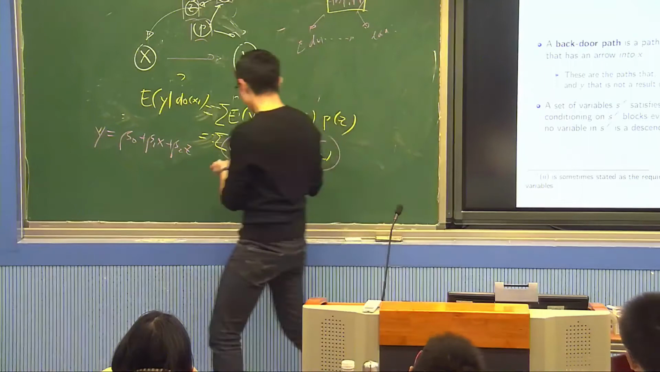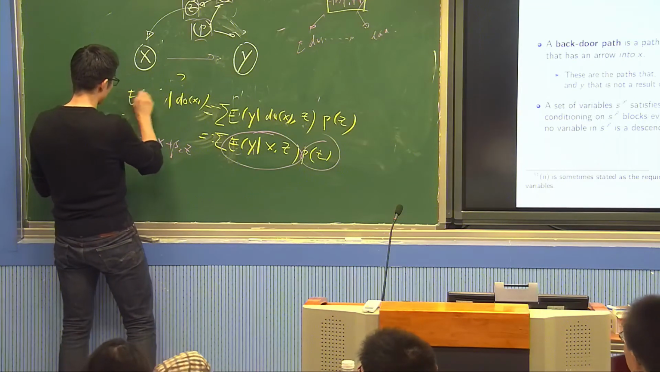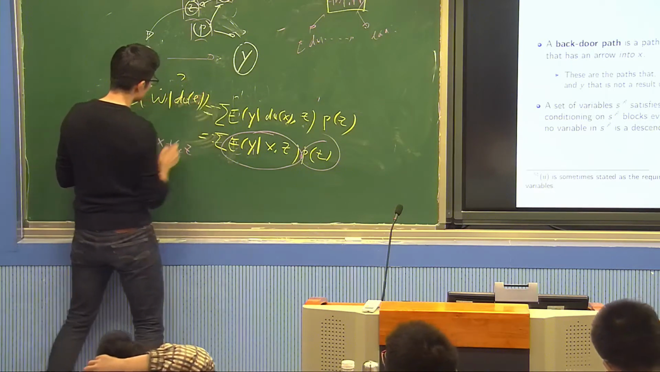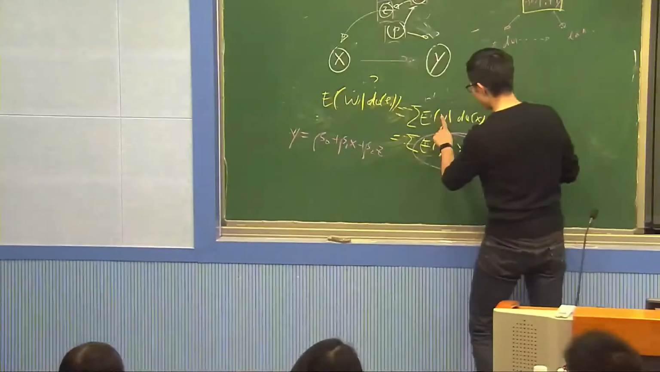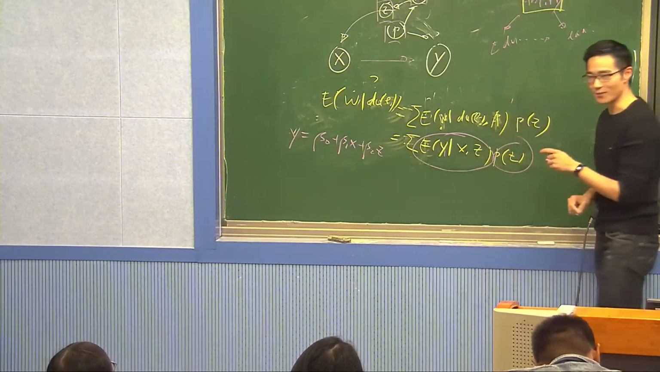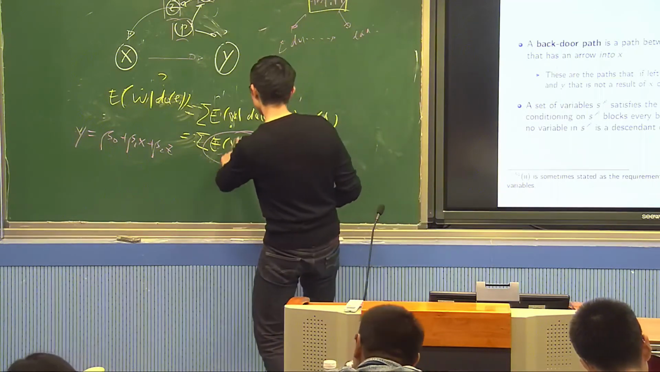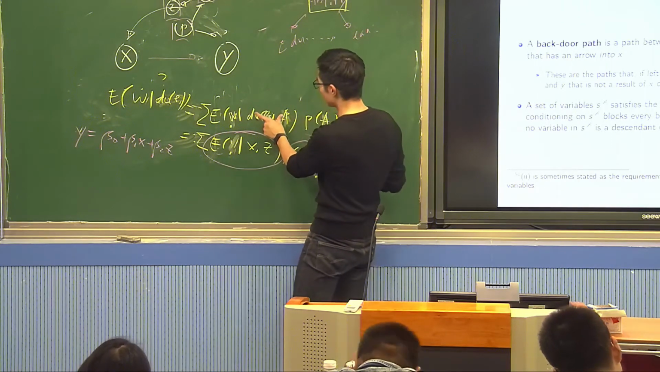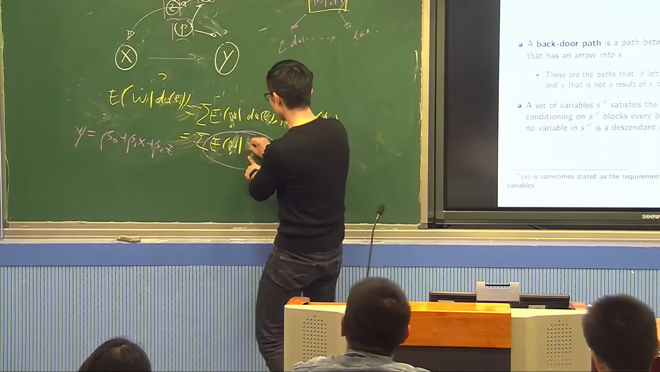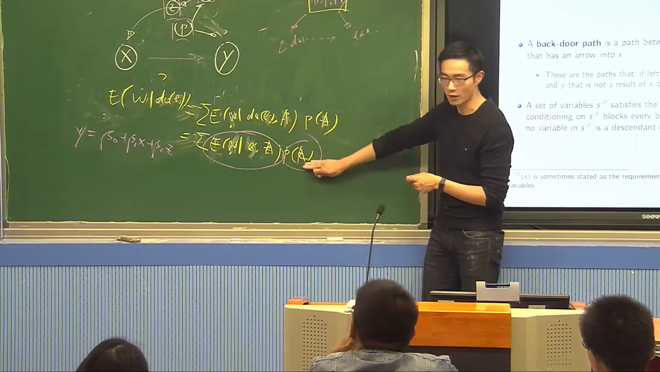In other words, the effect of education on earnings, say the wage, under do(education), is equivalent to the effect on wage conditioned on ability, times the probability distribution of ability in the population. But once we condition on ability, the causal relation becomes the statistical relation, which is E(wage | education, ability). So I can directly write it this way. That's what the causal graph tells us.